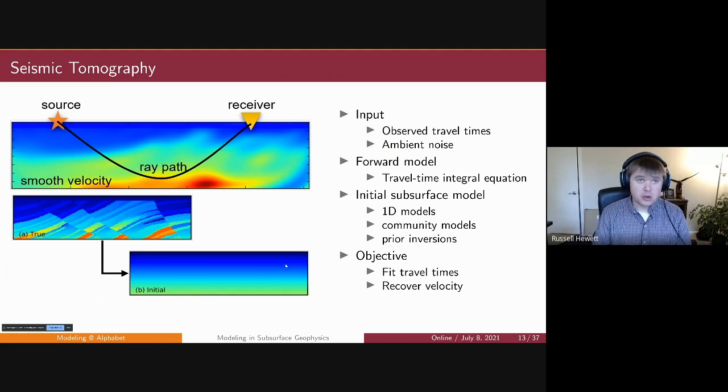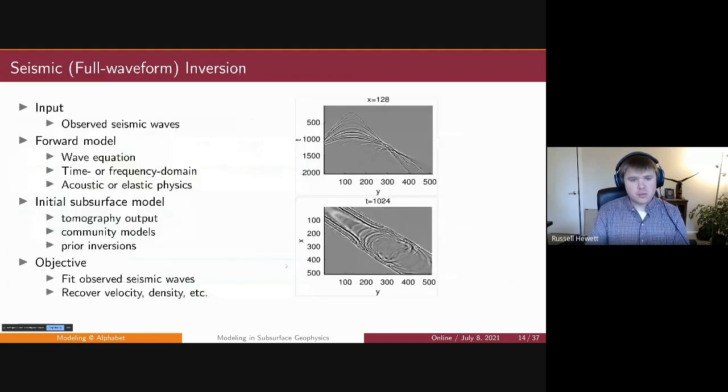This data is very sparse and very computationally intensive. So within the scientific community, they will put together global models and regional models that other researchers can use as a starting point for their algorithms, so you don't have to bootstrap everything from scratch. And then similarly, prior inversions. The objective here is to fit the travel times to recover a velocity. This can only get you something smooth.